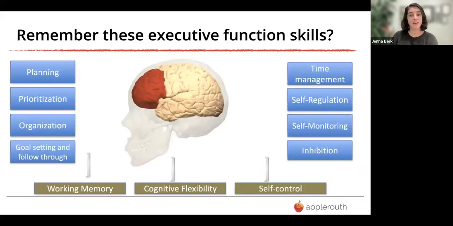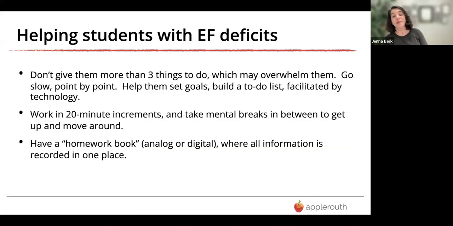If you have EF deficits, so all of these lovely executive function skills that I was talking about earlier, try to limit yourself to 3 things to do, the 3 solid things you want to do. Set those goals, build your to-do list, 20-minute increments, and take those mental breaks. I recommend having a homework book, either analog or digital, where all your information is recorded in one place. I have my trusty bullet journal. I love it. Feel free to Google that, or I'm also happy to talk about that in the Q&A. But just having something where you can always look at it and go, okay, this is what's going on.